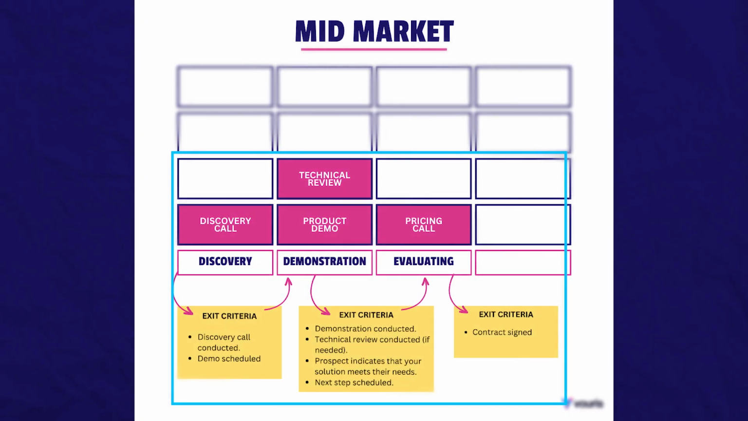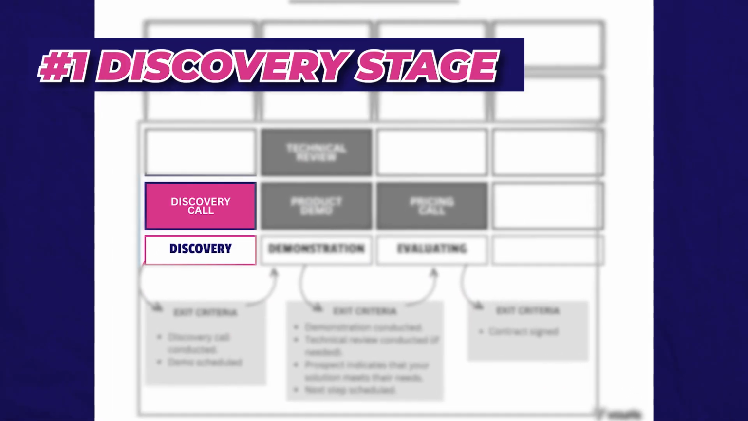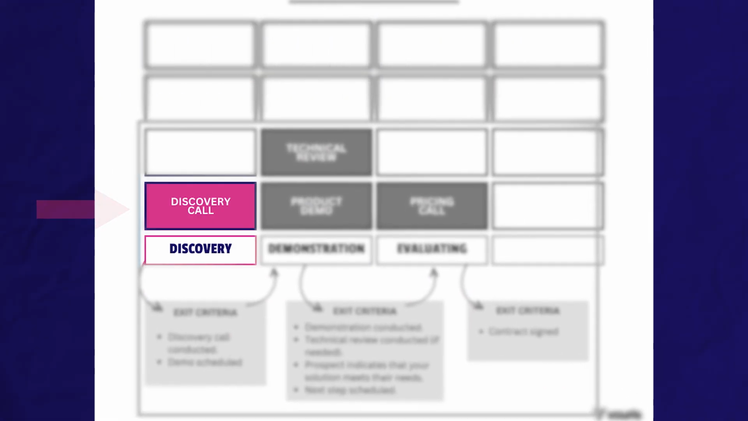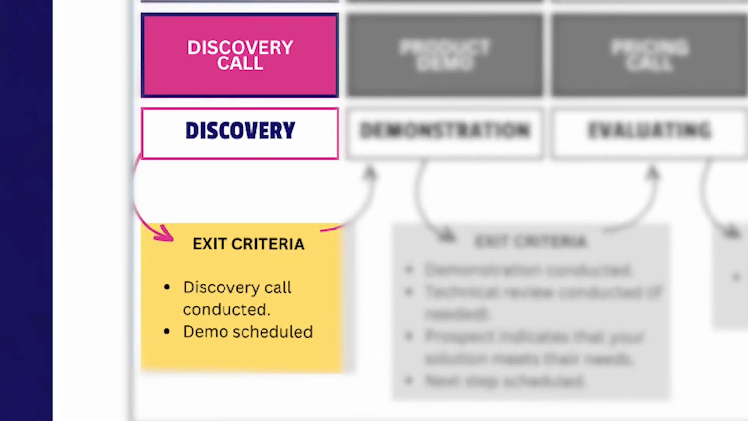Now, in this mid-market sale, we have 3 deal stages. The first one is the discovery stage. This is where we're diving deep. We're doing a discovery call, learning more about that organization, the problem they're experiencing, and what they need to do to really solve that problem. After the discovery, there's a certain criteria that needs to be met before we move it into the next stage. That criteria is what we call exit criteria. And in this example, here's what it looks like.